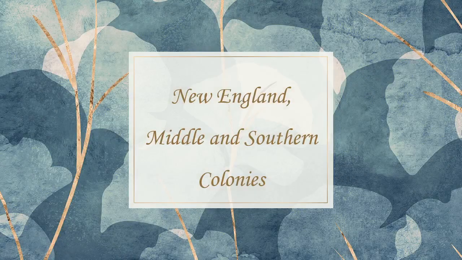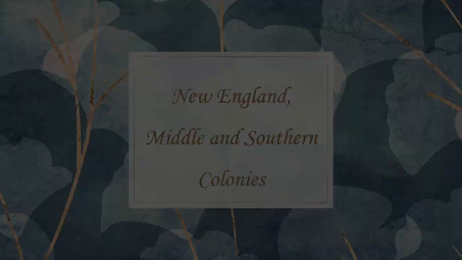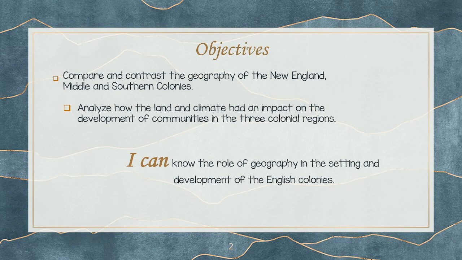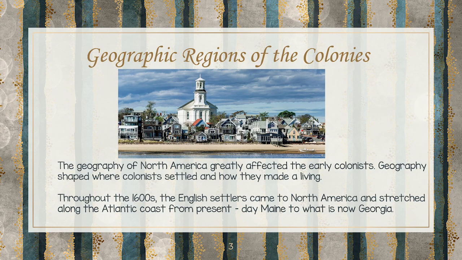So this week in social studies, we will be learning about New England, middle and southern colonies. Our objectives are to compare and contrast the geography of the New England, middle and southern colonies and analyze how the land and climate had an impact on how these communities developed in three colonial regions. "I can know the role of geography in the setting and development of the English colonies" is our I can statement. Geographic regions of the colonies.